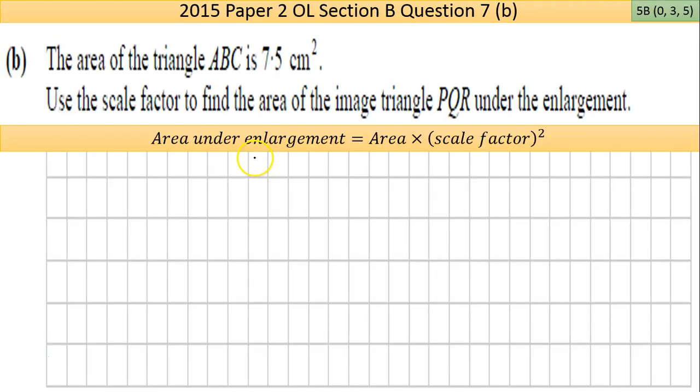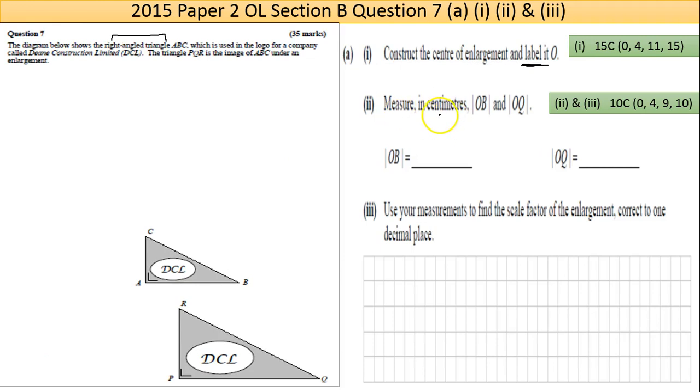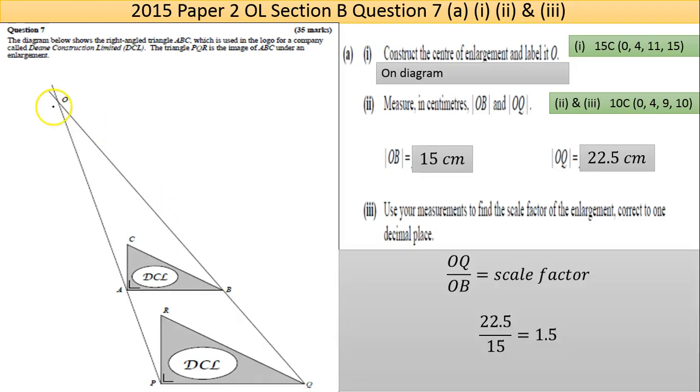Now, part 2 then, sorry, go backwards. Measure in centimeters OB, so those bars always mean the length of OB and the length of OQ, okay? And you write your answers here. So, what you're drawing will be accepted as correct, as long as it's not outside tolerance. So, whatever you measure here, for OB, I've taken 15 from the marking scheme, I haven't actually measured it.